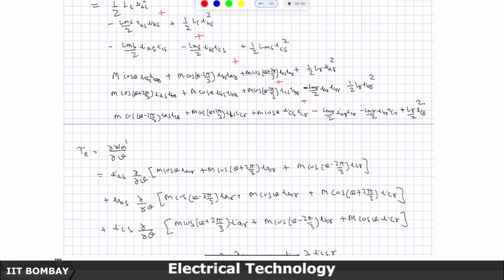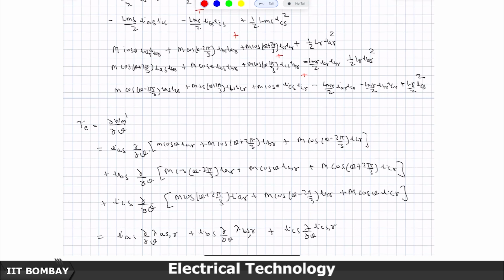So what I will do is first group these terms. If I go like this, what do I see? I see that IAS is common. So I take IAS common, then I write M cos theta times IAR, M cos theta plus 2 pi by 3 into IBR, M cos theta minus 2 pi by 3 into ICR. So I take these three terms with IAS as common, and then the partial derivative with respect to theta, this is what I am taking.